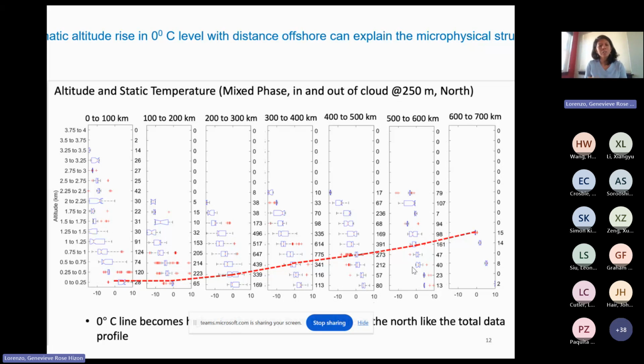We see, consistent with the phase diagram that Paquita showed earlier, that the 0 degree line increases going away from the shore. In terms of understanding why we see a lot of ice at min-out until 200 kilometers, it's possible because the 0 degree line is very low, lower than the level of BCB. So that's insightful and interesting.